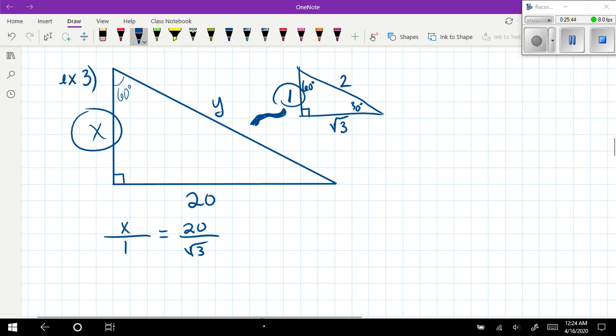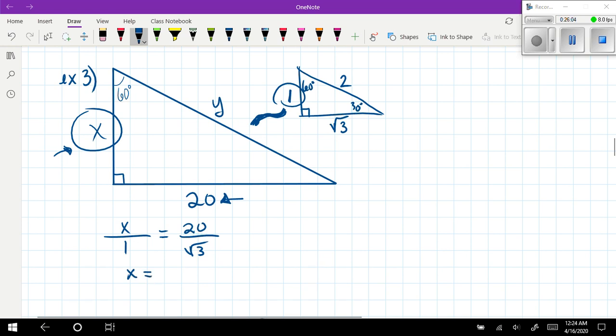Isn't this 20 right here? Isn't this on the long leg? So the long leg is always going to match the root 3. The short leg is always going to match the 1. Alrighty, so intuitively here, x over 1 is just x. So I've pretty much got this thing solved for. X is 20 divided by root 3.